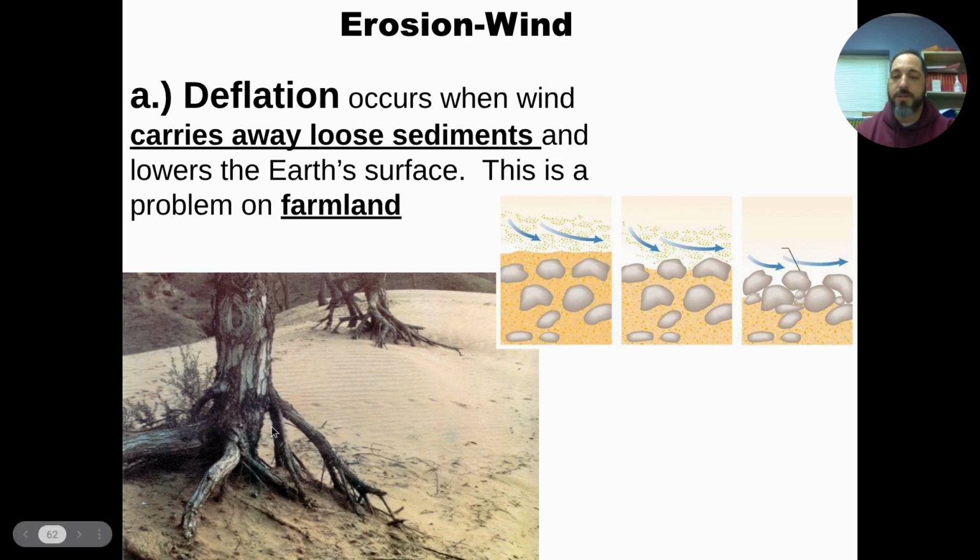So you can see here in this picture, these trees once had roots going down into the soil. All that soil has been moved away. This was that sandy stuff that we see right there.